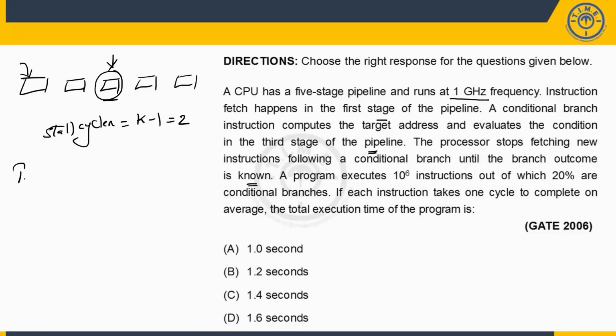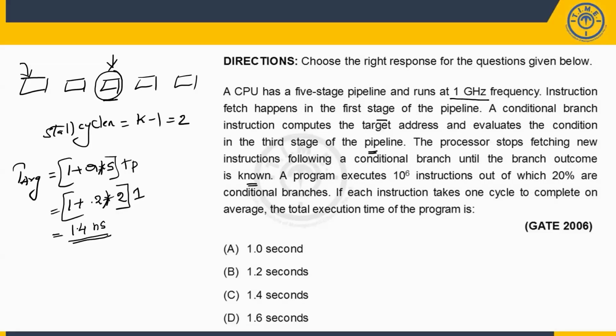So T average is equal to 1 plus R into S into TP. What is the TP? TP is 1 gigahertz, meaning only 1 clock cycle, right? So TP is equal to 1 nanosecond. Now 1 plus what is R? R is 0.2, into S. What is S? S is equal to 2. So that is equal to 1.4 nanoseconds per instruction.